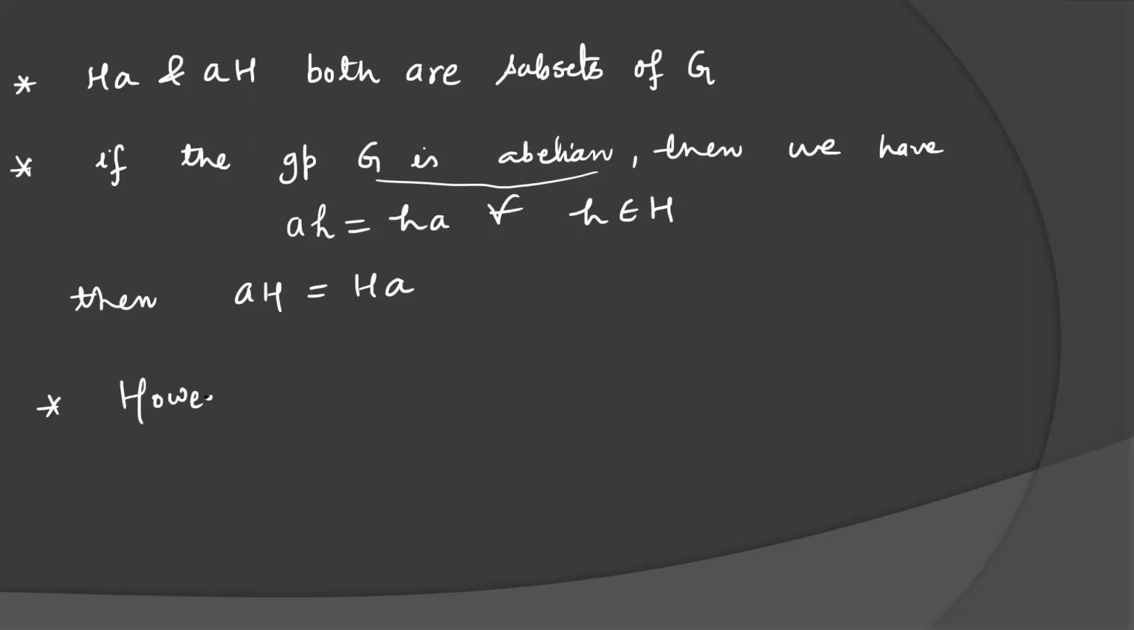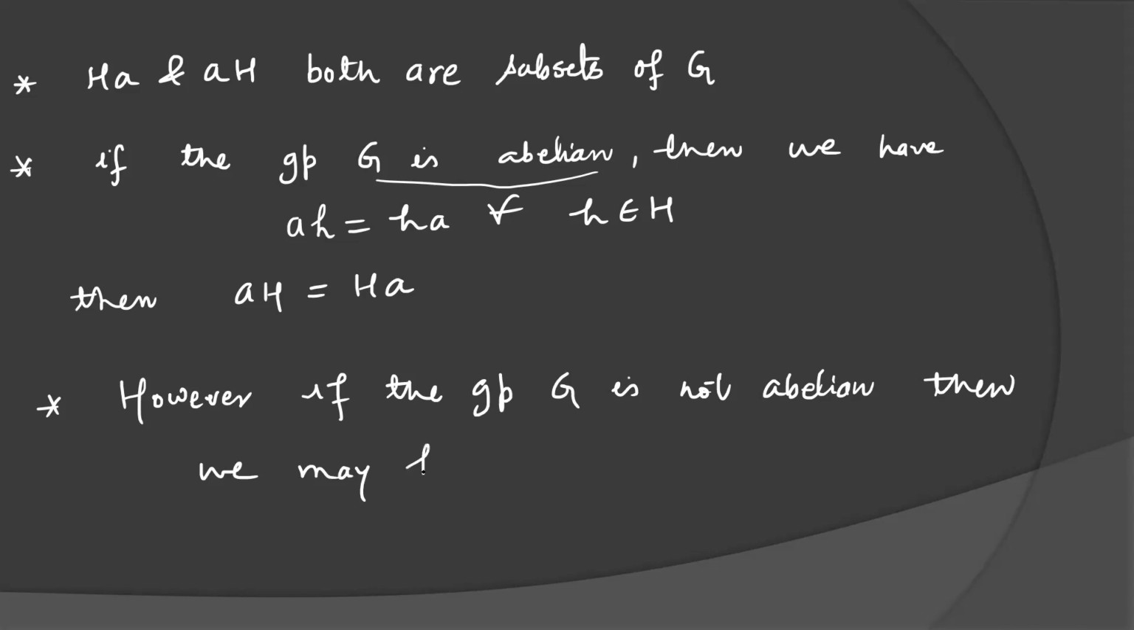However, if the group G is not abelian, then we may have AH equal to HA or AH not equal to HA. It means we cannot make any comment when G is not an abelian group. But if G is abelian, then the left coset will be equal to the right coset. If the operation is not given, we will consider it as multiplication. Okay, let's see one example.